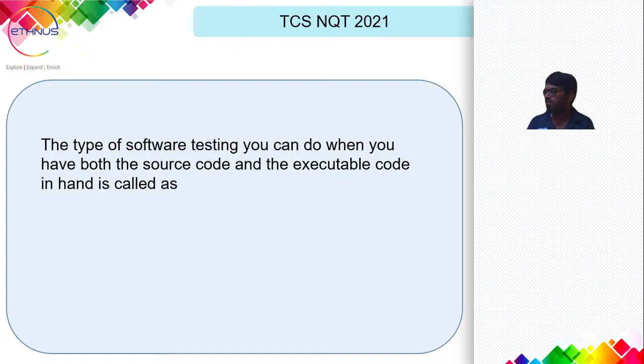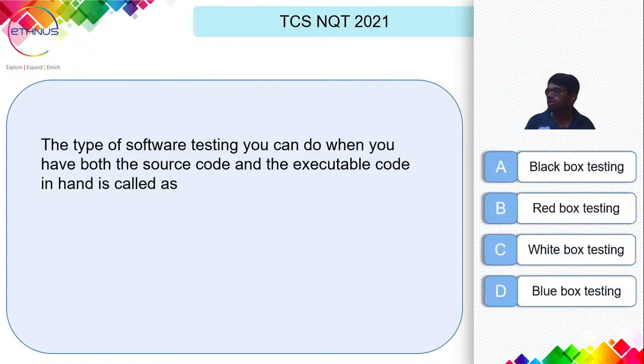The type of software testing you can do when you have both the source code and the executable code in hand is called as. This is a software engineering question. You have both the source code and the executable code, and what sort of testing would you do on that.